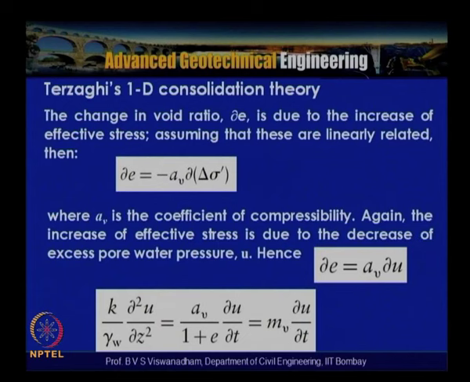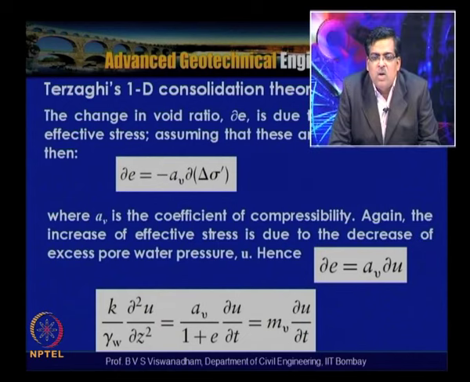Here av is nothing but the coefficient of compressibility, multiplied by Δσ'. Again, the increase in the effective stress is due to the decrease of the excess pore water pressure. So we can write ∂e is equal to av Δu. By substituting this, ∂e/∂t is equal to av into ∂u/∂t.